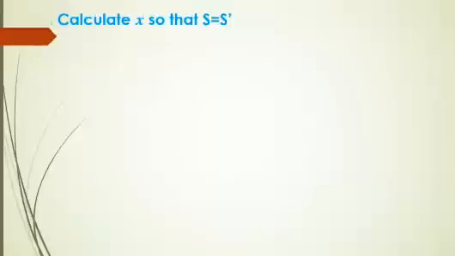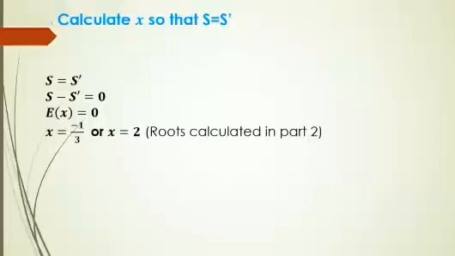Now, calculate x so that S is equal to S prime. We said "so that" means given. So you write S equal S prime. To solve this equation, we have to take S prime to the other side. So we get S minus S prime equal to 0. From the previous part, we find that S minus S prime is e of x. So e of x equals 0. And e of x was solved and we find that x is equal to minus 1 over 3 or x is equal to 2. This was solved in part 2.